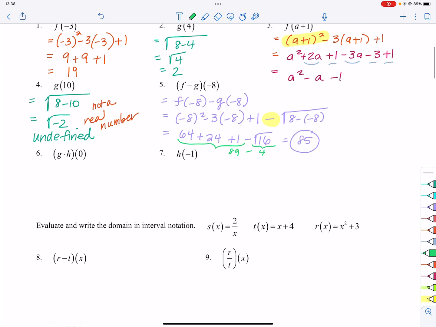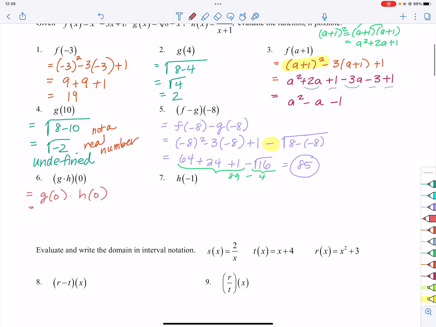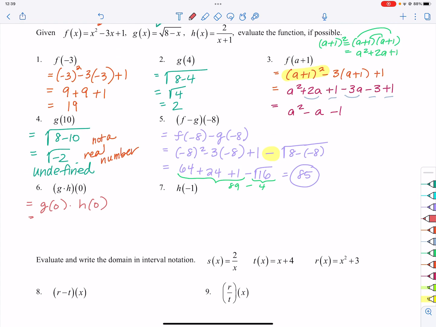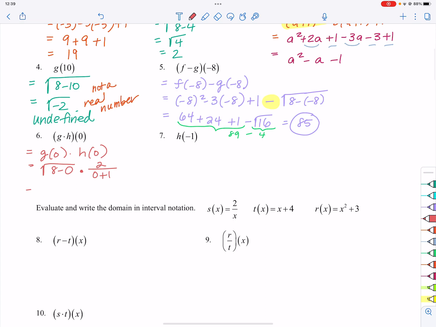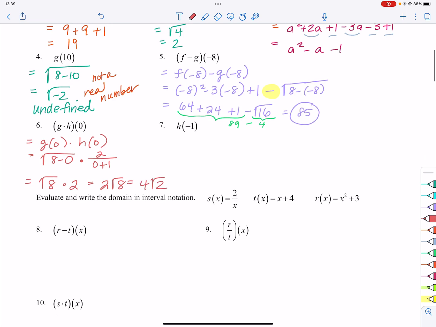Okay, g times h of 0, that's g of 0 times h of 0. And if you can see our function definition for g, that's the square root of 8 minus 0. And then h of 0 is 2 divided by 0 plus 1. So that is equal to the square root of 8 times 2, which is equal to 2 root 8, and that is 4 root 2. And that square root of 8 is 2 root 2.